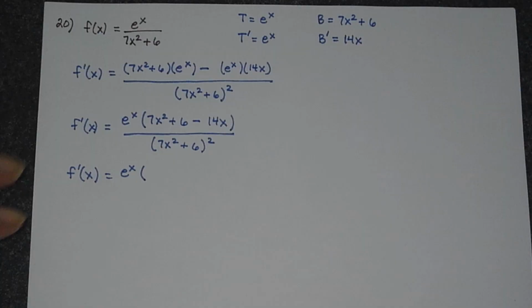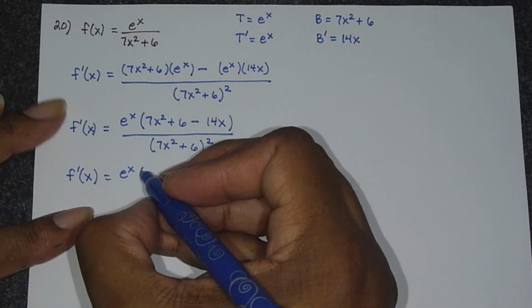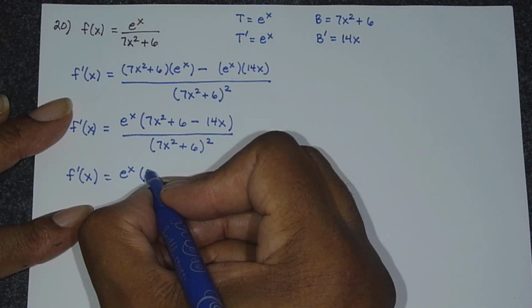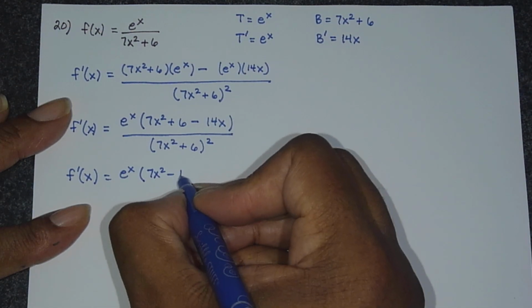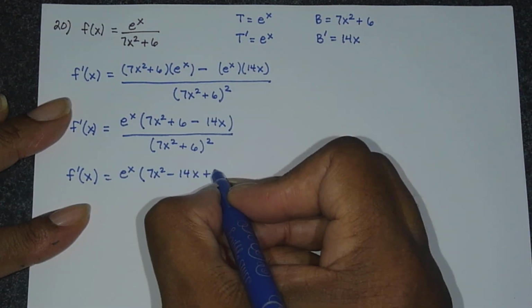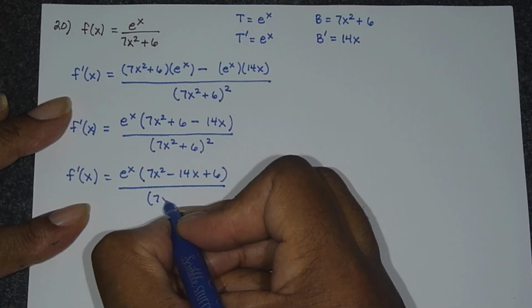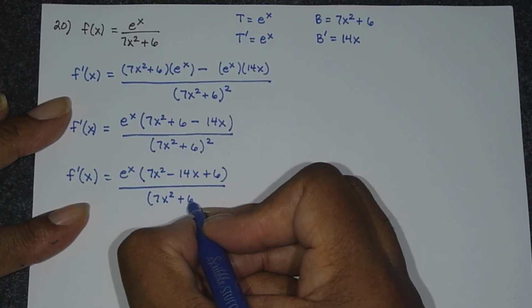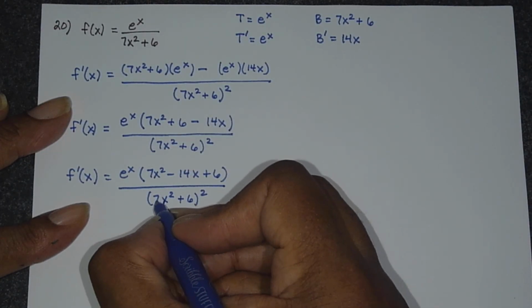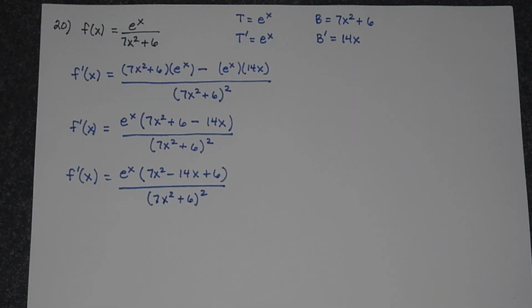I'm just going to rearrange the terms here in the parentheses. So this will be e to the x times the quantity of 7x squared minus 14x plus 6, divided by the square of the bottom, 7x squared plus 6. That quantity will be squared. And I will go no further than this.